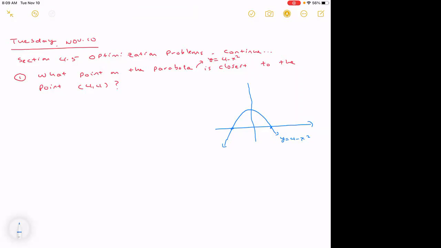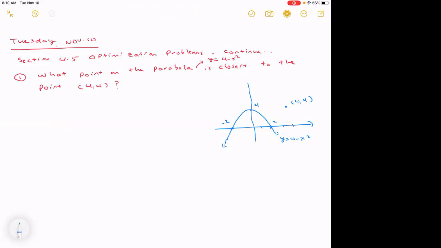So what are the x-intercepts? -2 and 2, right? So this is the graph of the parabola. Do you agree with me? Facing downward is negative x squared, and there's four units up. It's 4 minus x squared. Okay, and what is the point 4,4? So here is the point 4,4.